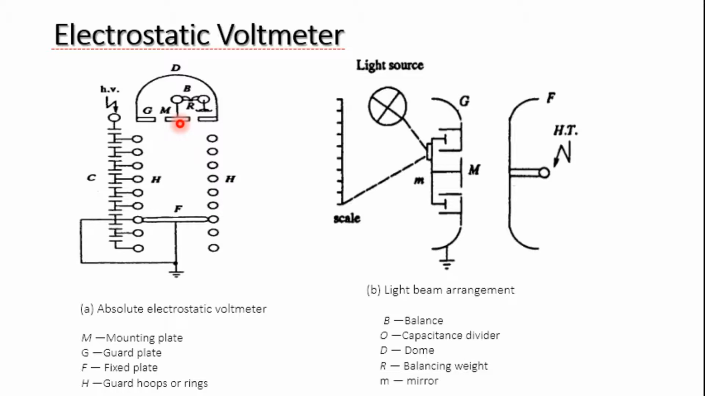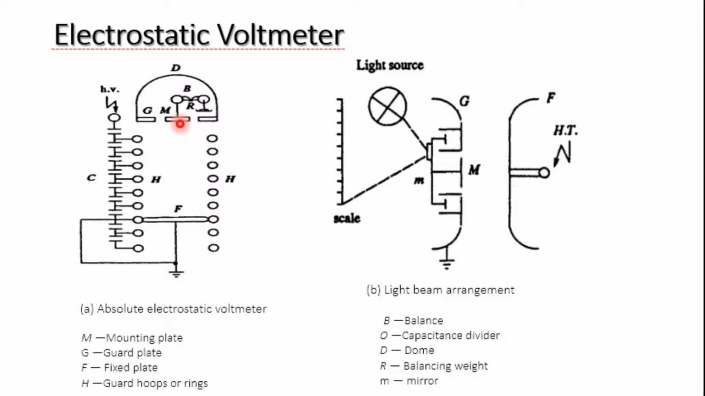So the limitation on the gap distance is the safe working stress allowed in the case of air, which is 5 kV per centimeter, or sometimes lesser than that. The main difference between several forms of the voltmeter lies in the restoring force which is obtained.